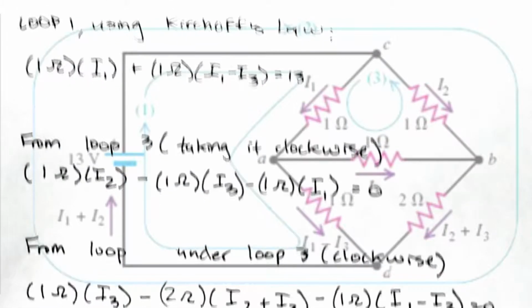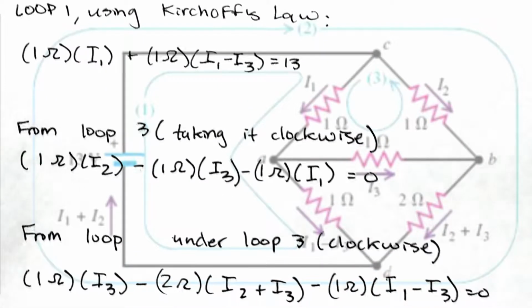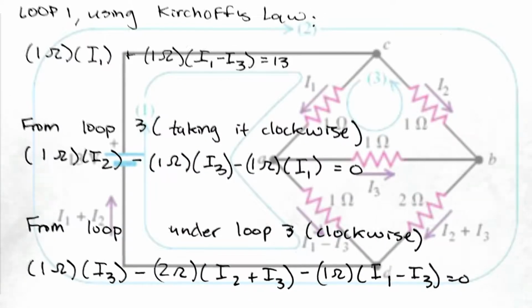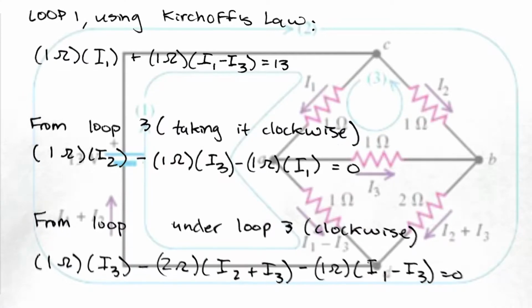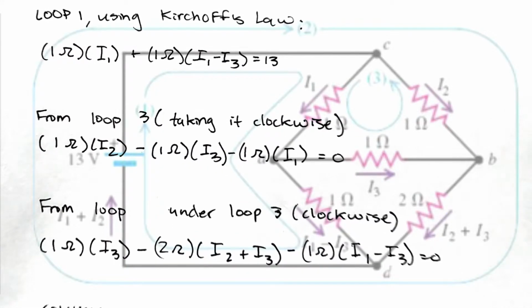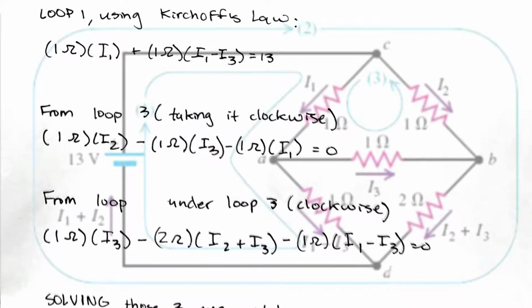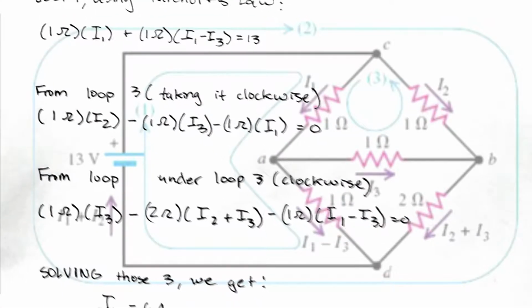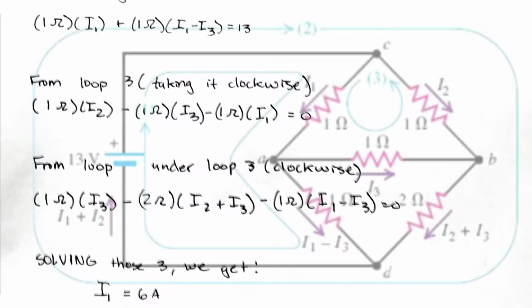Let's start with the top resistor in loop 1 and go clockwise. There is a voltage drop in that resistor, which equals the resistance of 1 ohm times I1, an unknown current. Then going to the bottom resistor, the voltage drop there is 1 ohm times I1 minus I3, or the current through that resistor. Finally, going up to the battery or the power source, there is a potential rise, so it is written on the opposite side of the equation.